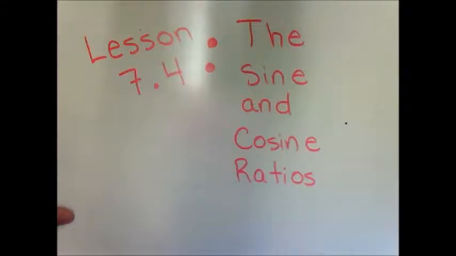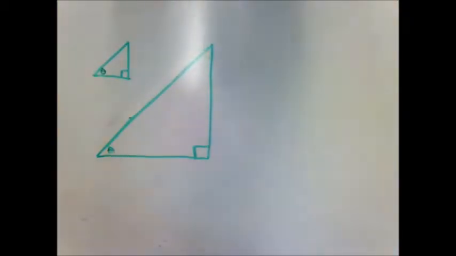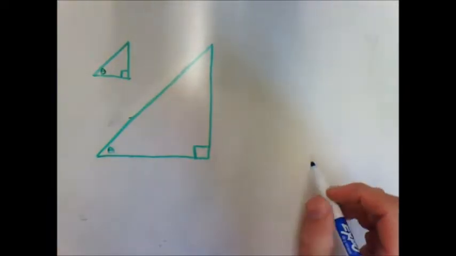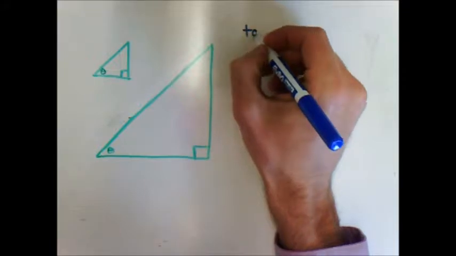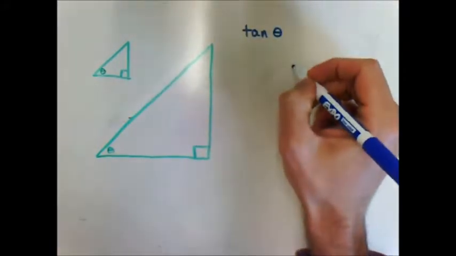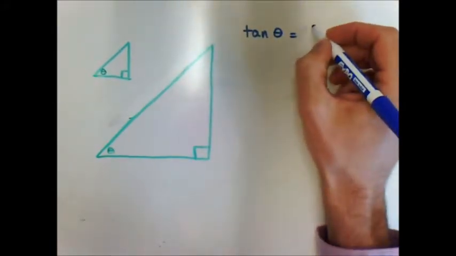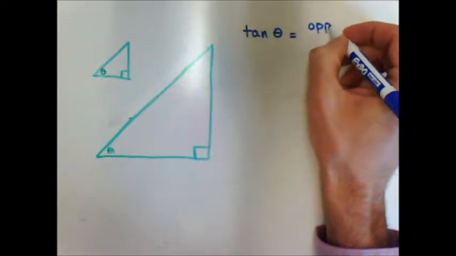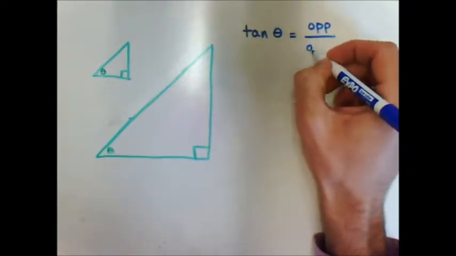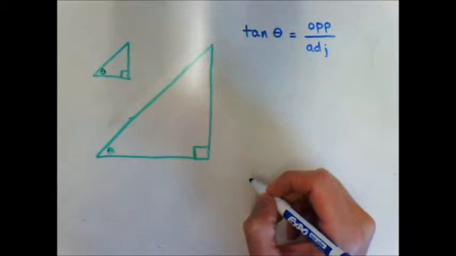Welcome to lesson 7.4, the sine and cosine ratios. In the last section, we learned about the tangent ratio. Through our investigation and our examples, we discovered that the tangent of the angle theta is the ratio given by the opposite side length over the adjacent side length.